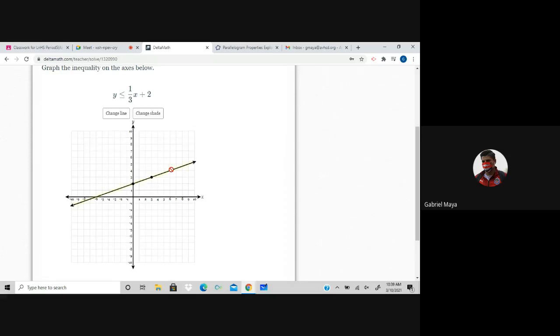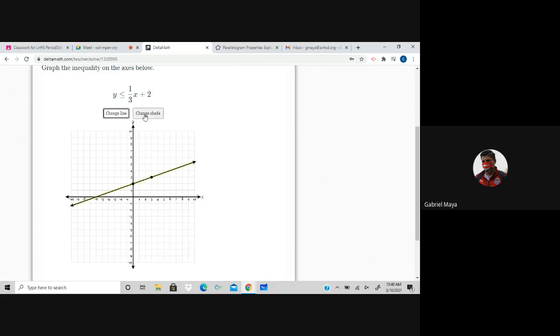Now, here we have the option to also change the line. See what happens when I change the line? It makes it dashed, and then solid. Dashed, solid. This says less than or equal to, so that means it's solid. If it didn't have this underline, then we would use the dashed one, but it's included, so we go ahead with solid. This would be a closed circle.